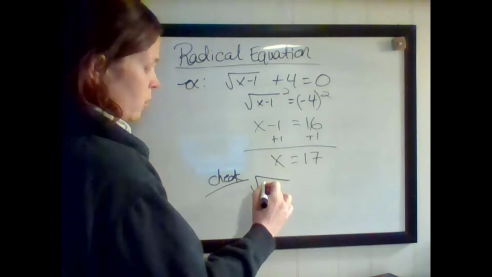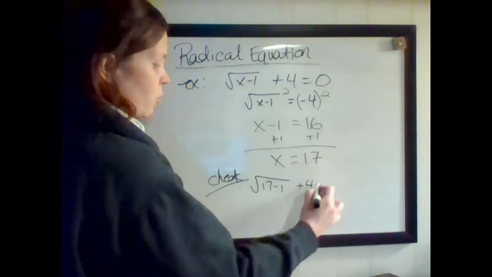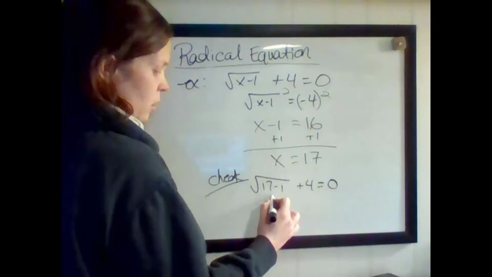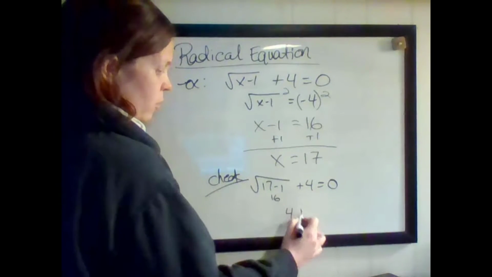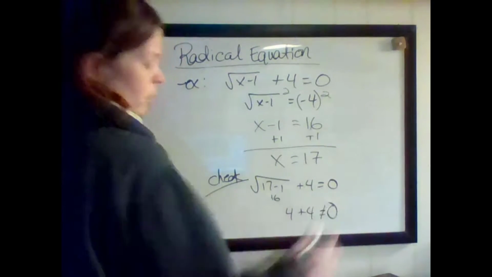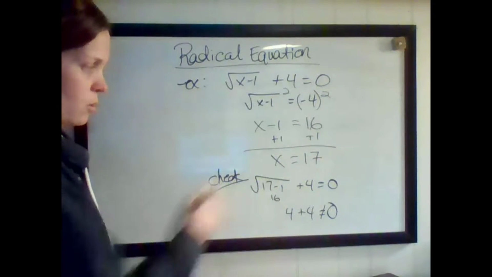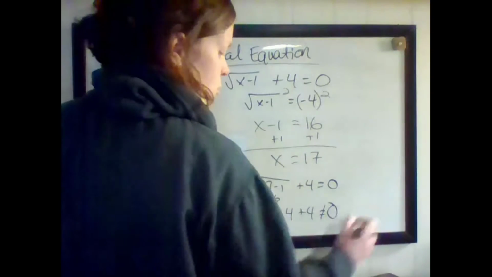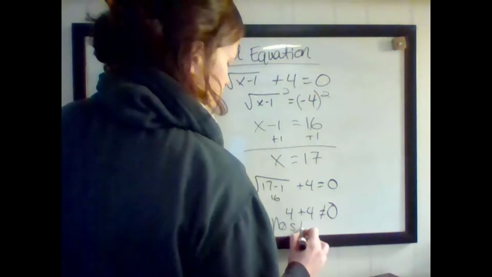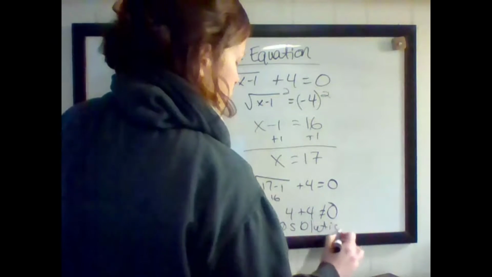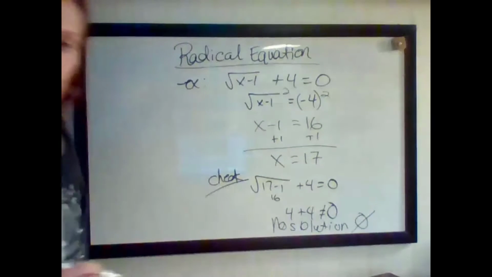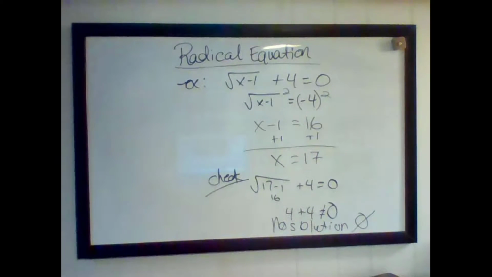So the square root of 17 minus 1, plus 4, is that 0? So that's the square root of 16, which is 4. 4 plus 4, no, that is not 0. So this does not work. That was our only answer. So since that doesn't work, then there is no solution. There's a no solution symbol. So that equation has no solution.